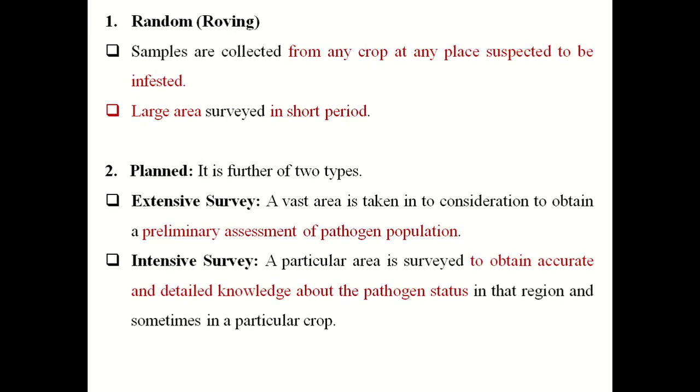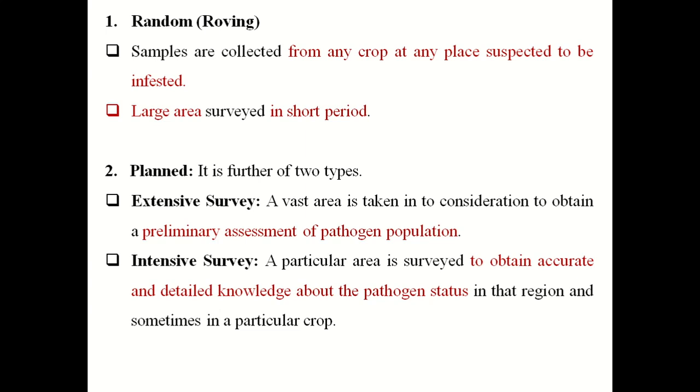Another type of survey is the random survey or planned survey. The random survey is also known as the roving survey. The name random itself indicates that the samples are collected randomly from any crop at any place suspected to be infected. In a random survey, a larger area is covered in a shorter period of time.